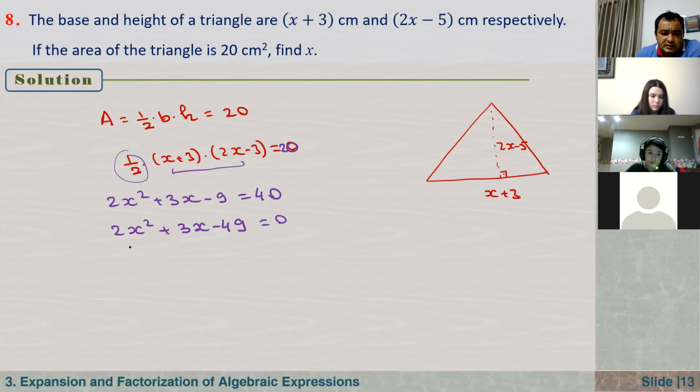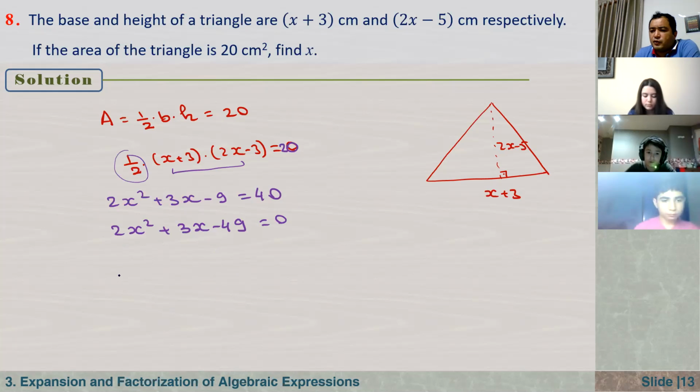So we should factorize this. Here, the coefficient of x squared is not 1, so how do we do that? Let me just write it as 2x times x, because 2 is a prime number, the only way to factor is this. Also 49, either it is 1 times 49 or 7 times 7, right? So if I write 7 times 7, does it work? 14, and it doesn't work.